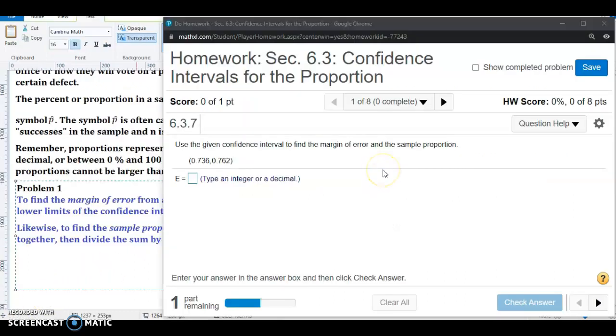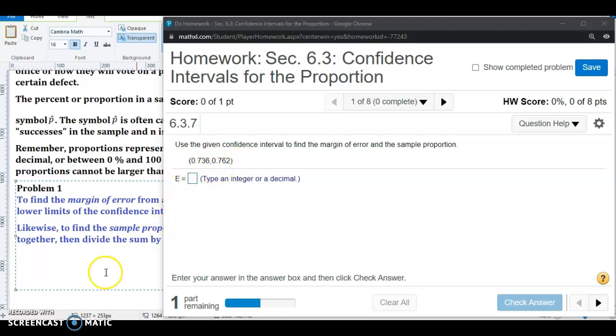Let's look at our first example, which is problem 1 from the homework in section 6.3. It says, use the given confidence interval to find the margin of error and the sample proportion. This is understood to be a confidence interval for a population proportion. The interval is reported using what's called interval notation. You have the lower limit of the confidence interval, then a comma, followed by the upper limit of the confidence interval, and both are enclosed in parentheses. This is called interval notation, and you saw it before in the previous section.